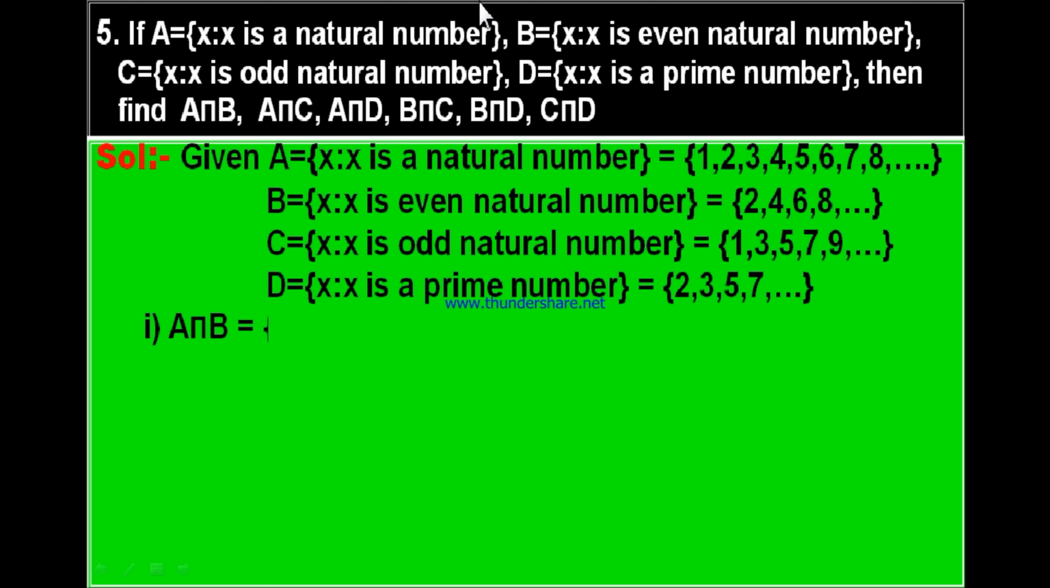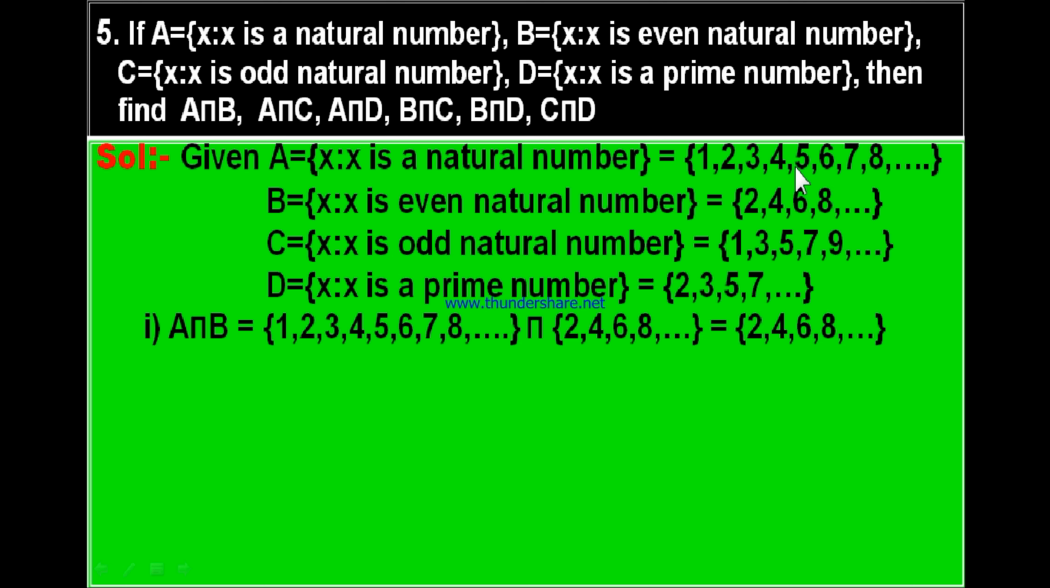Now let us find the first part, A intersection B. A intersection B means the set A, 1, 2, 3, 4, 5, 6, 7, 8 and so on, intersection set B, which is 2, 4, 6, 8 and so on. Now intersection means you have to write the common elements. You can find 2, 4, 6, 8 in A. Therefore the common elements are 2, 4, 6, 8 and so on. This is A intersection B.